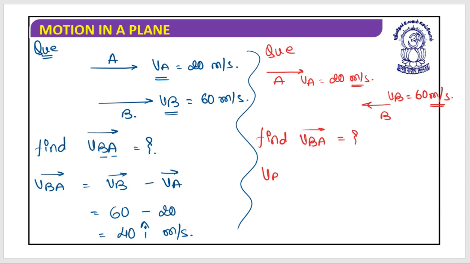So for the magnitude of VBA, as these two objects are moving in opposite directions, I need to simply add. It's VB plus VA, which will give me 60 plus 20, that would be equal to 80 meter per second. Is it clear?